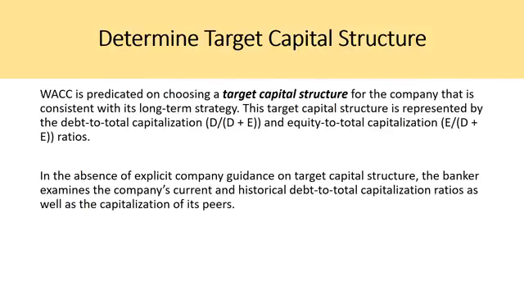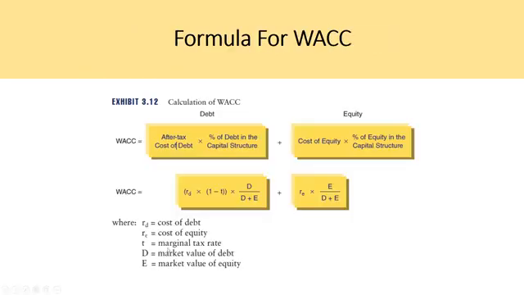In the absence of explicit company guidance on target capital structure, the banker examines the company's current and historical debt to capitalization ratios, as well as capitalization of its peers. So essentially, what is the target capital structure? When we're looking at the market value of debt and the market value of equity, you want to look at these weightings, and you want to see, is it fair to say that for the next 10 years, that will be the relative weighting of debt and equity in the business? Is that its target capital structure, or is it very uncommon?